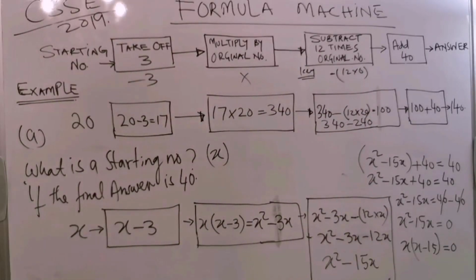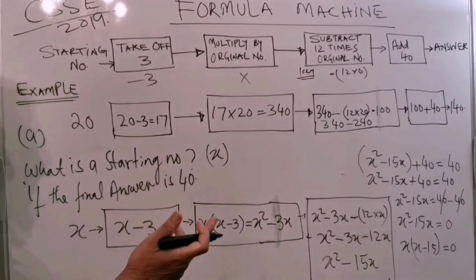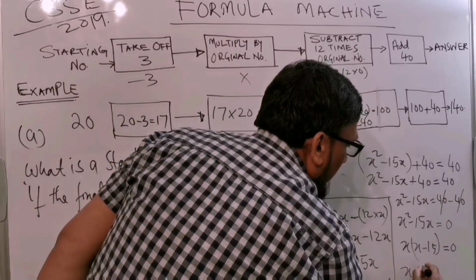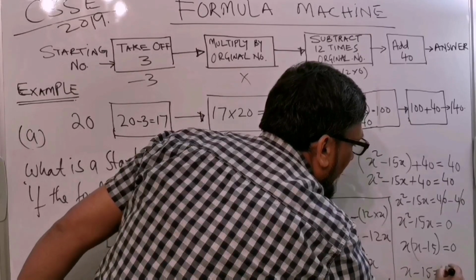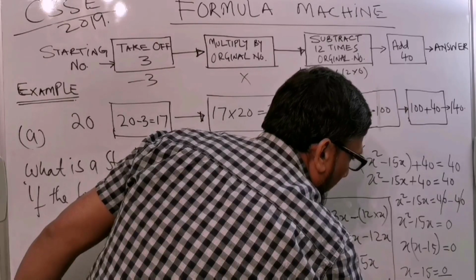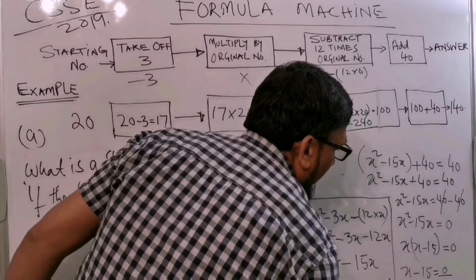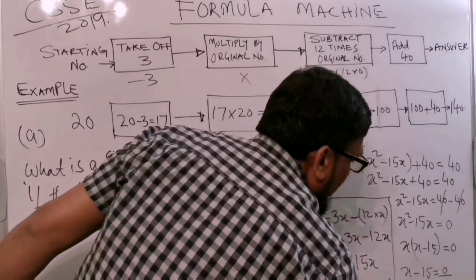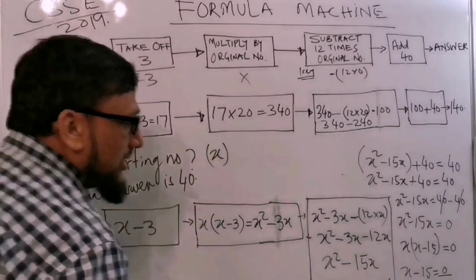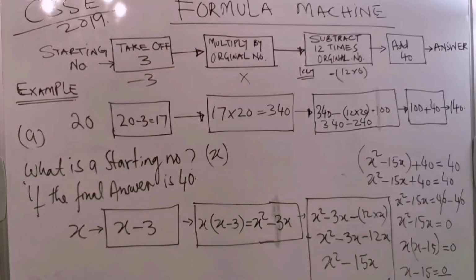This x is multiplied here. The inverse of times is divide, so if I move x to the other side, it is divided into 0, which is 0. And finally x equals 15. So it means the starting number is 15.